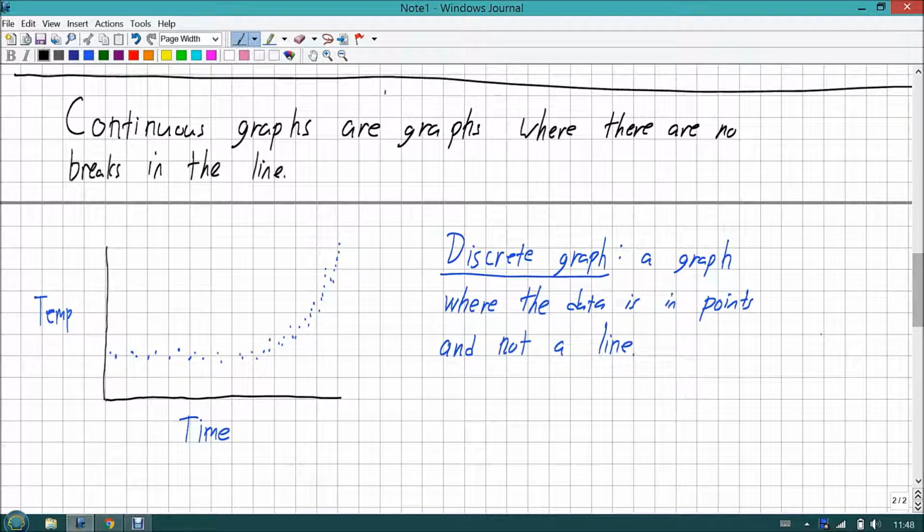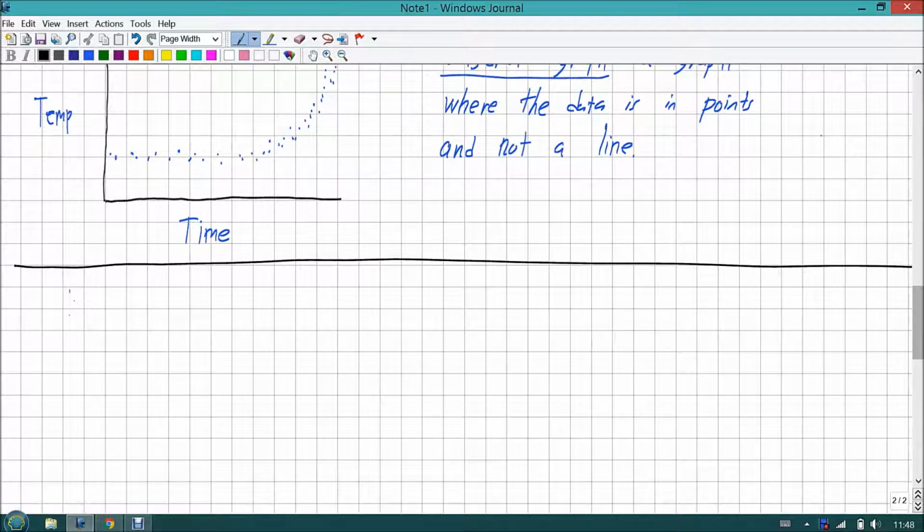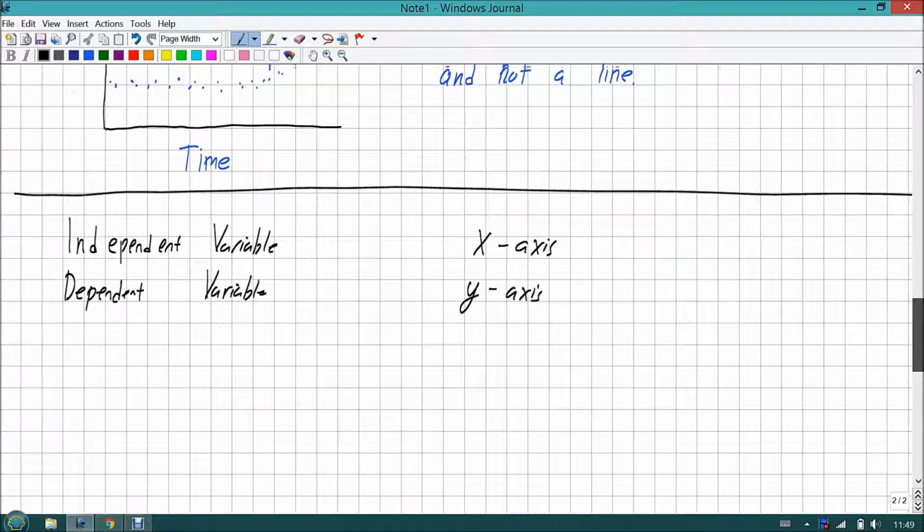And believe it or not, that's about it for our introduction to graphs. Let's quickly go over everything that we've learned. We have learned about the independent variable, the dependent variable, the x-axis, the y-axis, and note that the x-axis is associated with the independent variable and the y-axis is associated with the dependent variable.